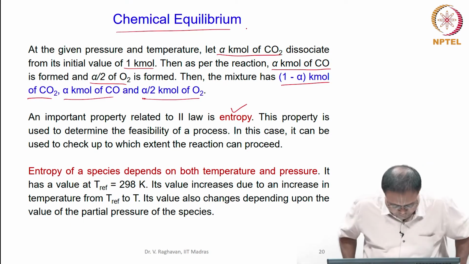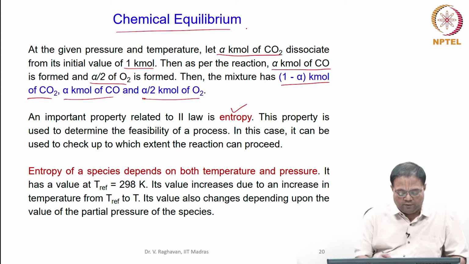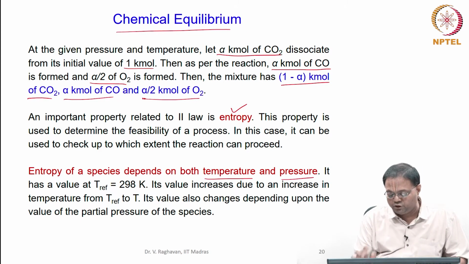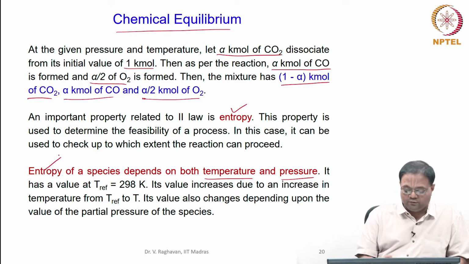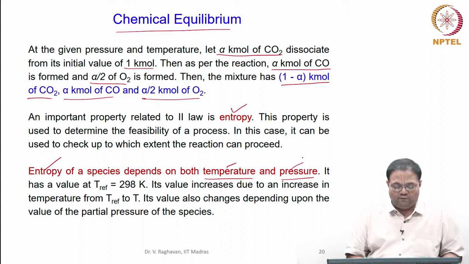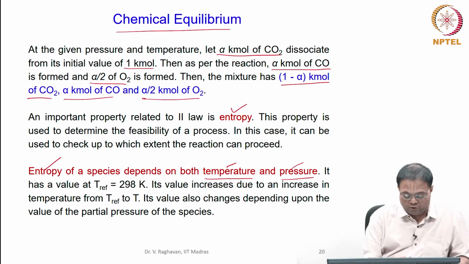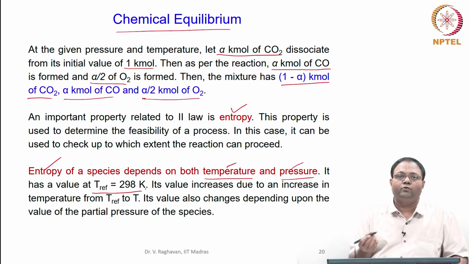So how to do that? Now let us just see how entropy of a species is first calculated. Entropy of a species depends both on temperature and pressure, unlike enthalpy, which is only dependent on temperature, because we are assuming the mixture of reactants or products to be ideal gas. So for ideal gases, enthalpy is only a function of temperature. On the other hand, entropy is a function of both temperature as well as pressure. It has a value at the standard or reference temperature 298 Kelvin, and its value increases due to increase in temperature from 298 to any temperature T.